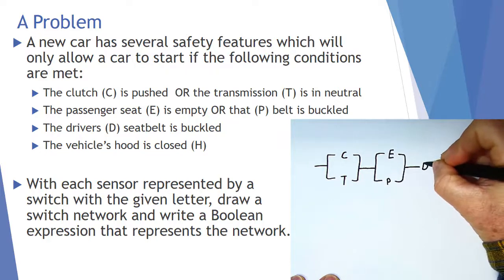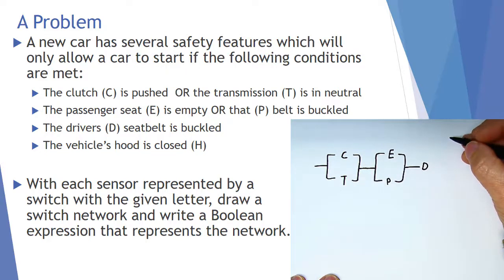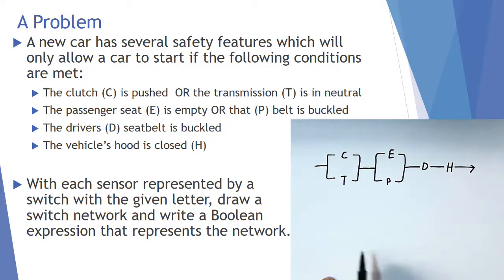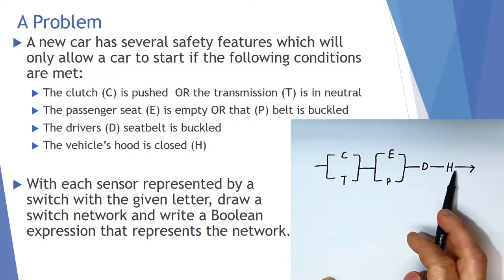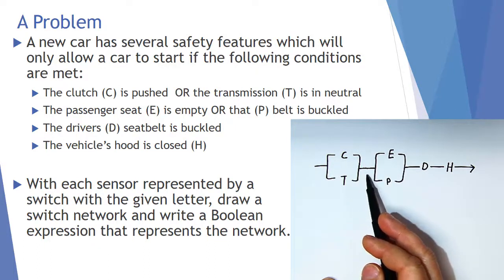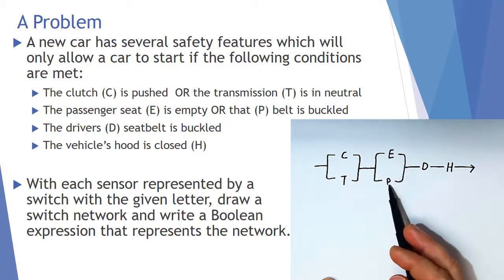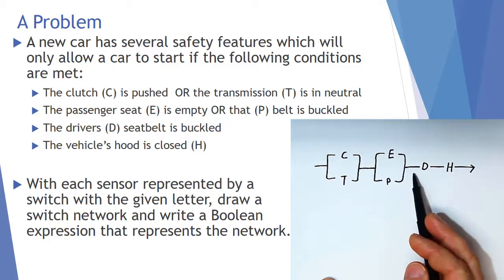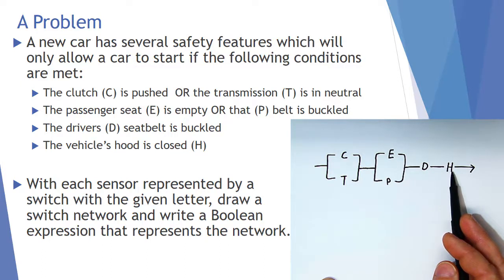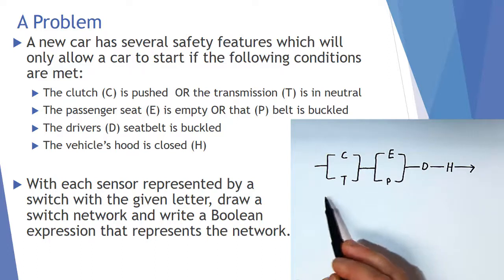There's somebody driving this car, so we have to have D. And the vehicle's hood has to be closed. So no matter what, we do not want to start the car unless the hood is closed, because maybe there's a technician working on it. And so there it is. There's our network. All four of these have to be met. Either the clutch is in or the transmission's in neutral, and the passenger's seat is empty or the passenger's belt is buckled, and the driver's belt is buckled, and the hood is closed. And so there's our network.